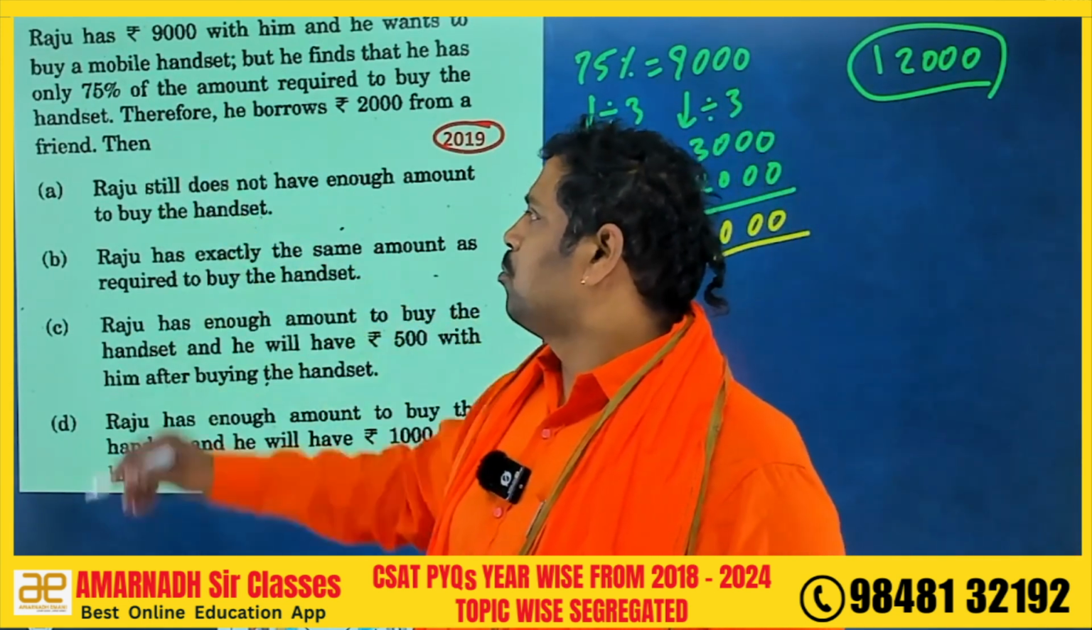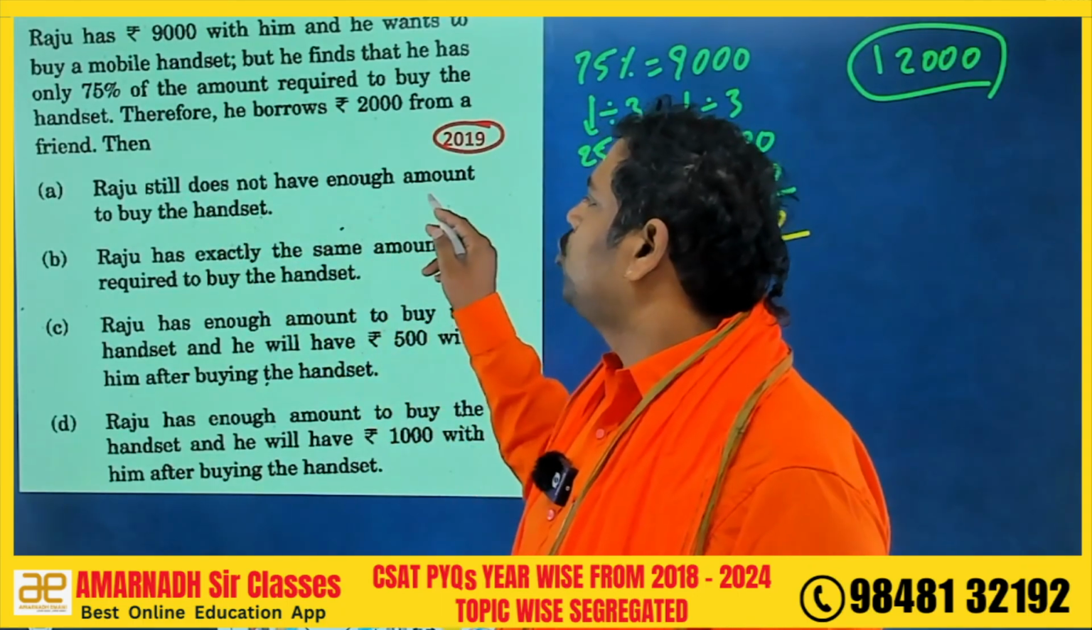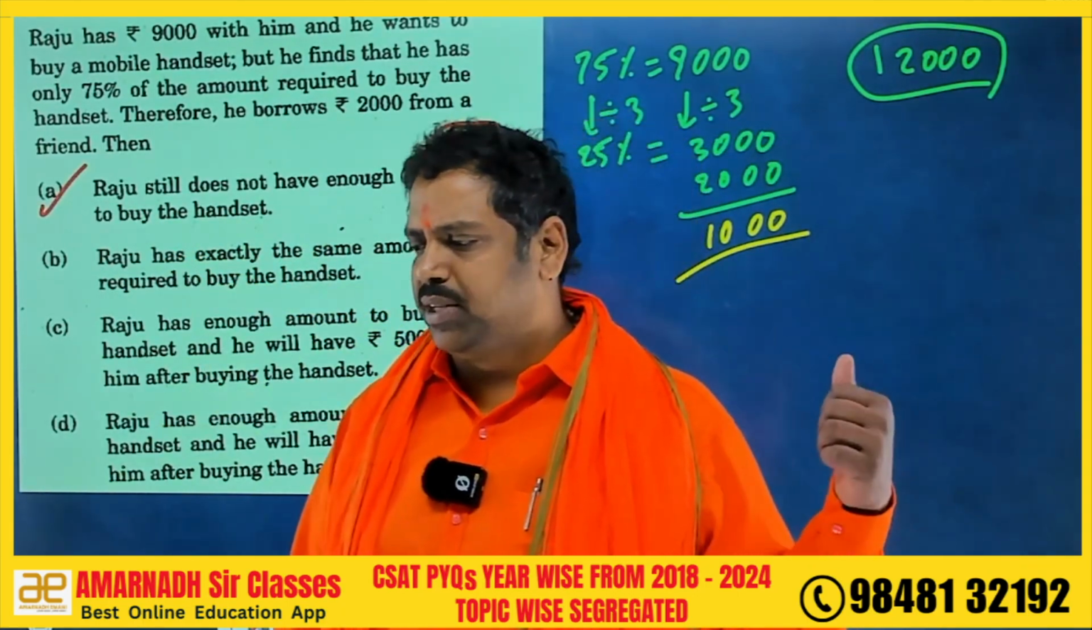He's asking then, Raju still does not have enough amount to buy the handset. Yes, it is absolutely correct here, because he still needs 1,000 rupees, right?